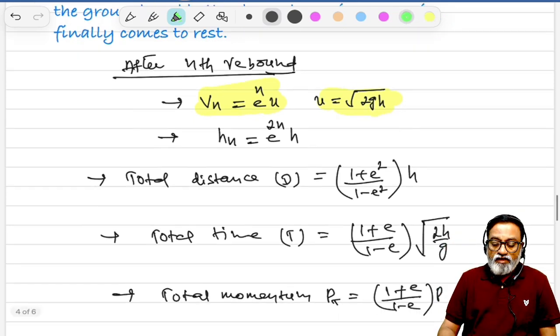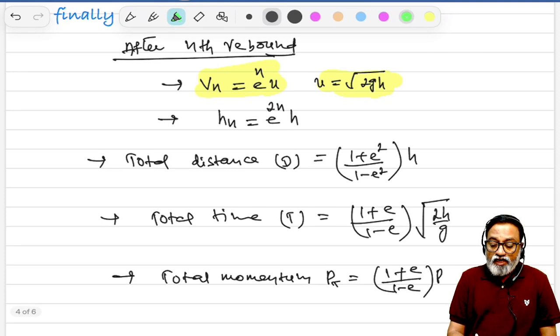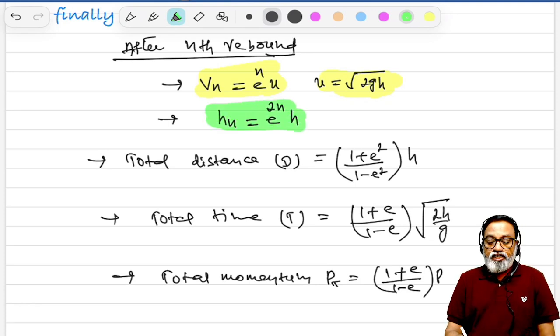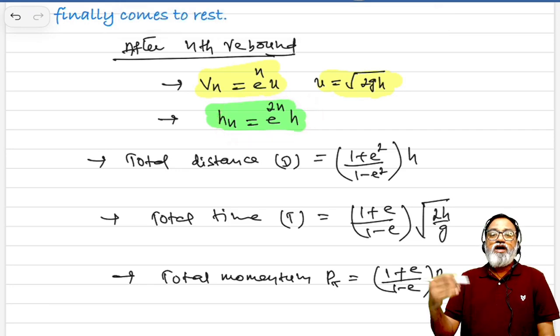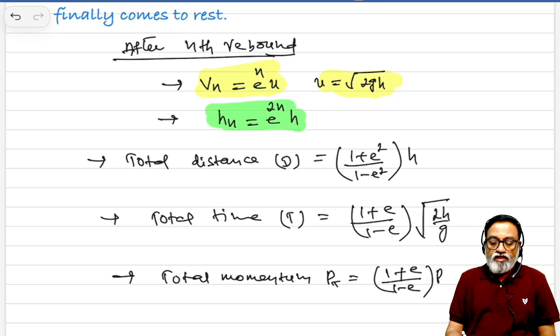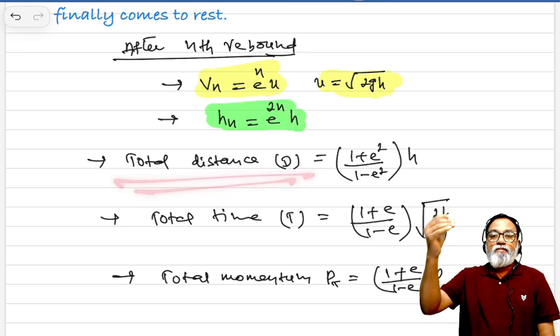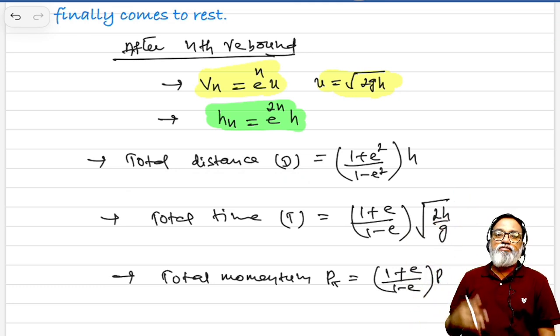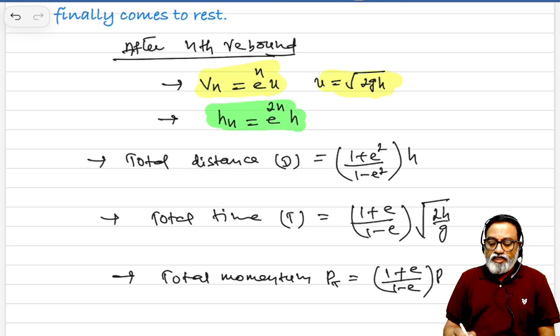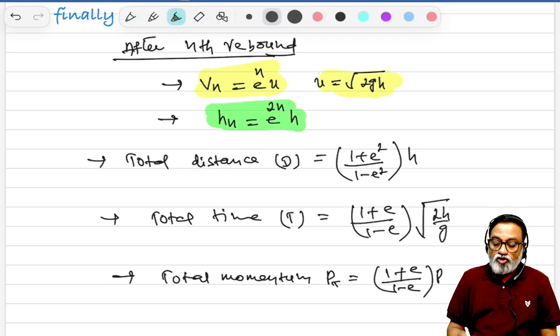And another one, height after the nth collision, hn is equal to e to the power of 2n into h. Very important. For example, after the first collision, what is the height raised? Therefore, n is equal to 1, e square h. After the second collision, e to the power of 4 h, like that. And the total distance traveled. Therefore, while it is falling from a height h, and after a number of rebounds finally comes to rest, what is the total distance? Total distance is (1 plus e square) by (1 minus e square) into h. This is also very important.